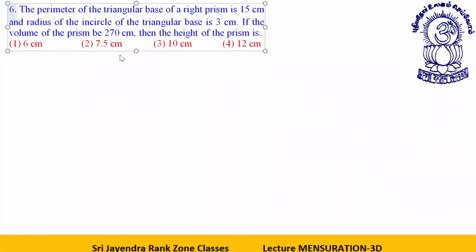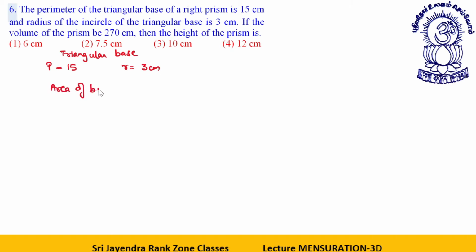The perimeter of the triangular base of a right prism is 15 centimeter, and the radius of the incircle of the base is 3 centimeter. See, perimeter is equal to 15. We are talking about the triangular base. What will be the area of base? The area of base is r into s, that is 3 into 15 by 2. This is the area of the base.